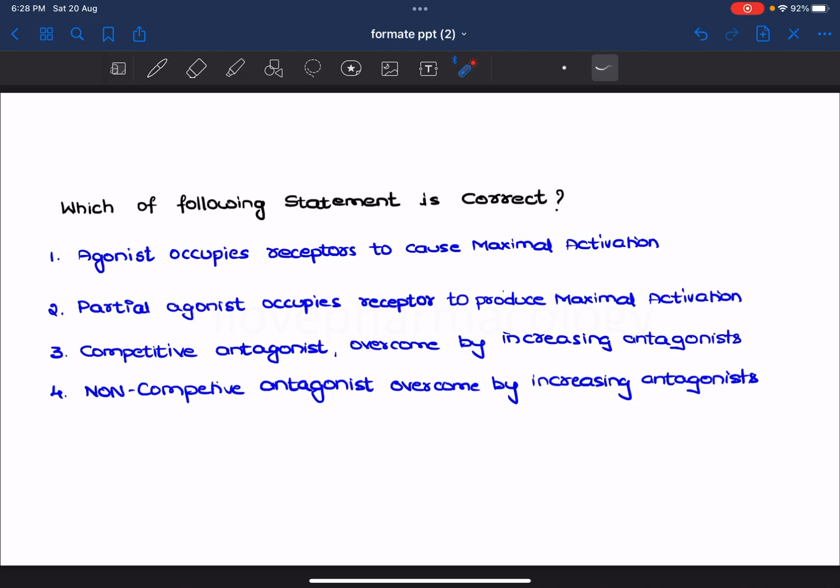Again in today's session let us learn about the important concepts for solving MCQs under general pharmacology. So let us solve. Which of the following statement is correct? Please, we'll go through each of these sentences or options.